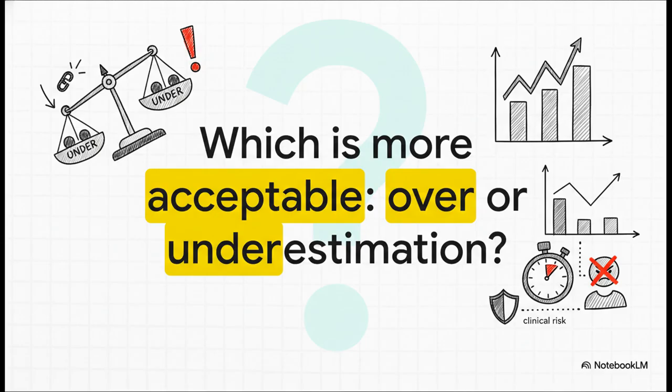Choosing the right tool isn't just about the type of behavior. It's also about the clinical risk. So you have to ask yourself, if I'm tracking something like aggression, is it more dangerous to overestimate it or to underestimate it? Your answer to that question is really what should guide your measurement choice in the end.